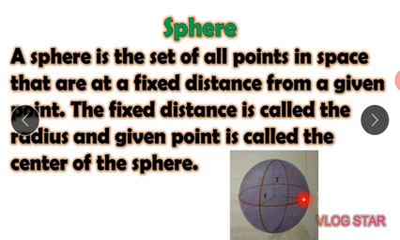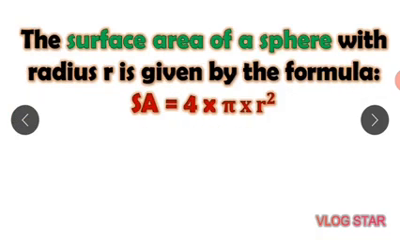From the center to the around of the sphere, that is what we call the radius of the sphere. So in getting the surface area of a sphere, it is very easy. Surface area is equal to 4 times r square. This is the only formula in getting the surface area of a sphere.